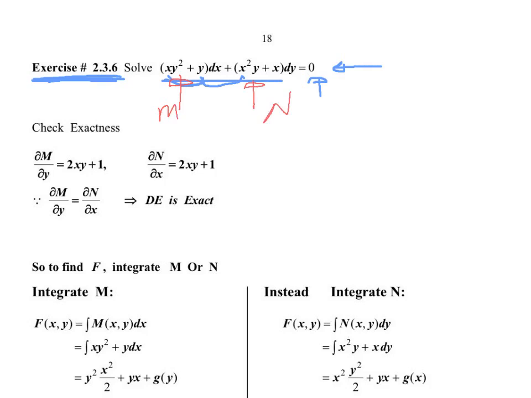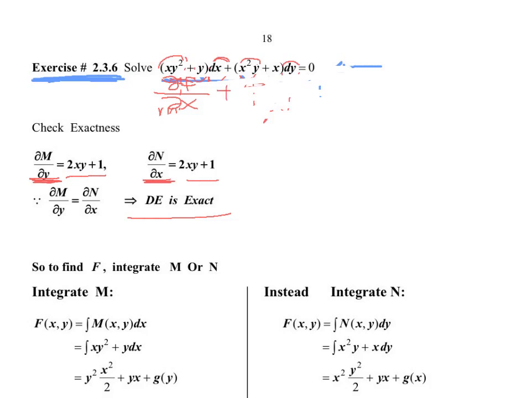Then we have to differentiate the first one, which is the dx term, with respect to y. So x is constant now. The derivative of this is 2yx, and the derivative of this is 1. And then differentiate this one with respect to x. So y is constant, so 2xy plus 1. They are equal, so the differential equation is exact. Exact means that the differential equation now is of this form. This is partial f, partial x, and this is partial f, partial y. This is the meaning of exactness.